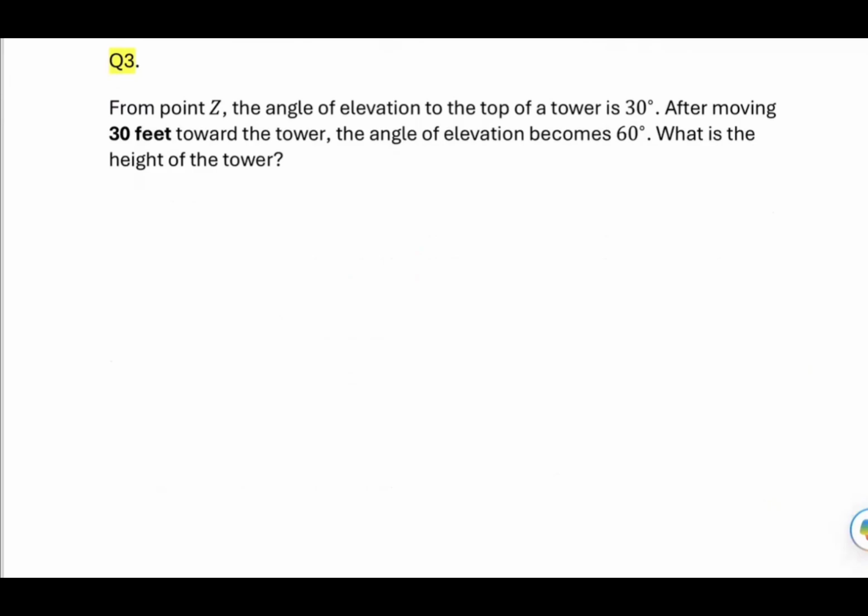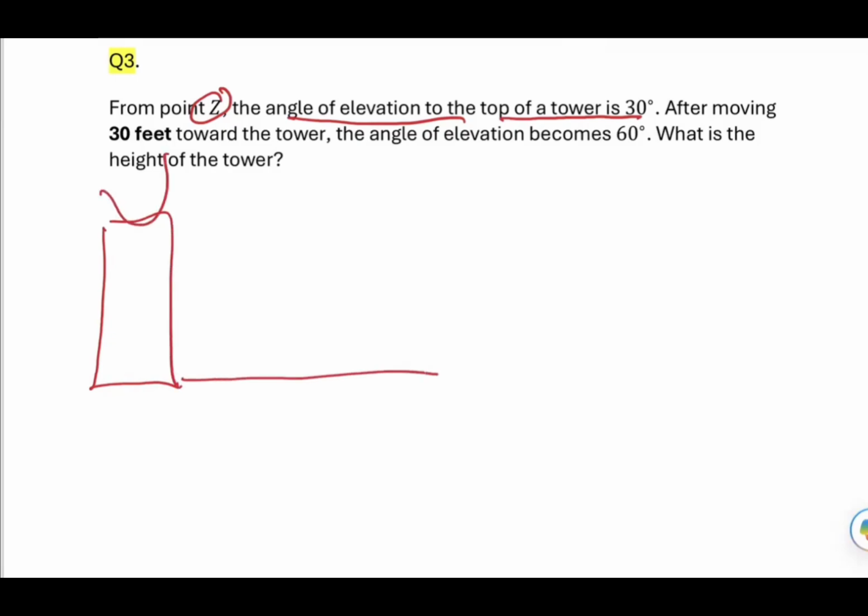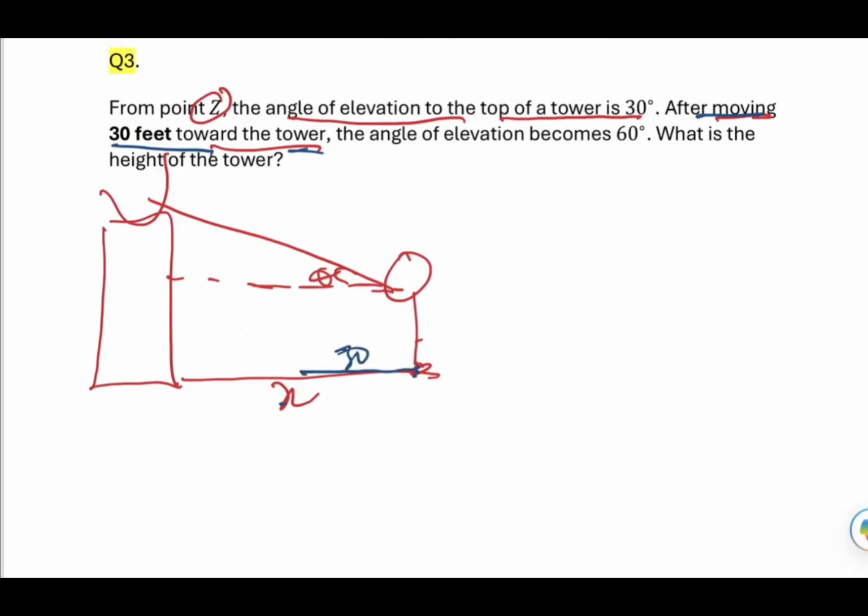Question 3. From a point Z, the angle of elevation to the top of a tower is 30 degrees. Therefore, if this is the tower and the individual is standing here, the angle of elevation will be here. They said it's 30 degrees. He's standing x away from the tower. After moving 30 feet towards the tower, so from here, I move 30 feet towards the tower. Therefore, the distance is going to change, right?